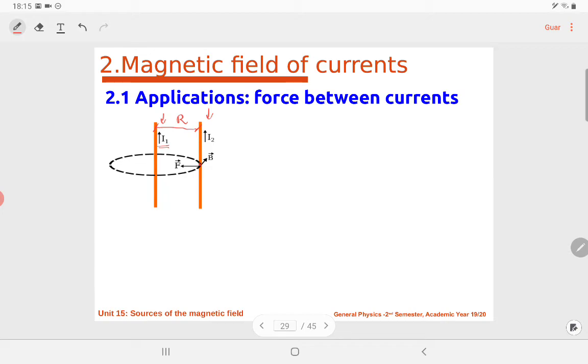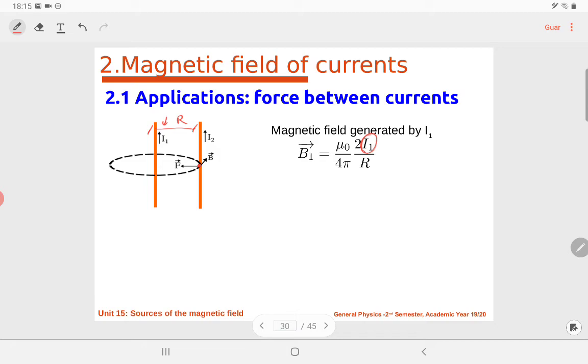And in particular, at this point here, it's going to create a magnetic field given by this expression: mu 0 divided by 4 pi, times 2 times the magnitude of the current creating the magnetic field at this point, divided by r, which is the distance between both wires. To know the direction, you have to apply, as I told you, your right hand: take the wire and put your thumb towards the upper part of the screen.